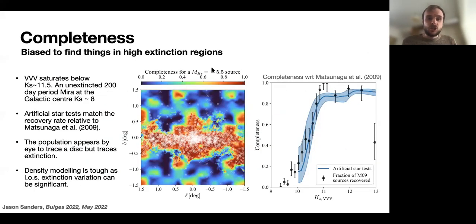But the distribution that we see on the sky is actually quite affected by the completeness. We really miss bright objects in VVV because they're just too saturated. Below about a magnitude of 11, saturation effects begin kicking in. By about magnitude 10, we just don't get any reliable detections of these objects. And so we're really missing the bright objects here. So we only see objects in the high extinction regions. And that's why we see a very flattened structure on the sky.